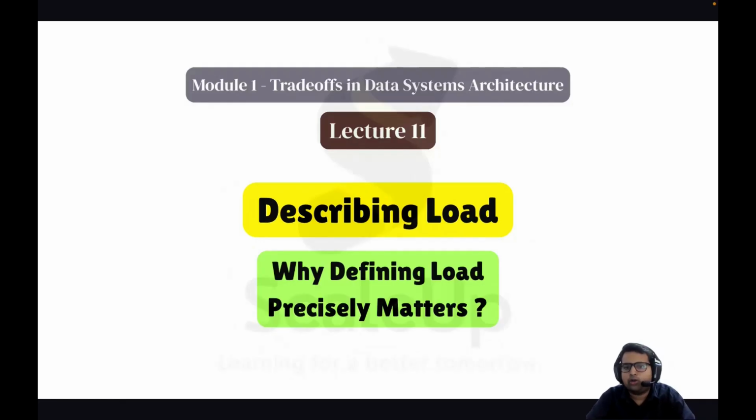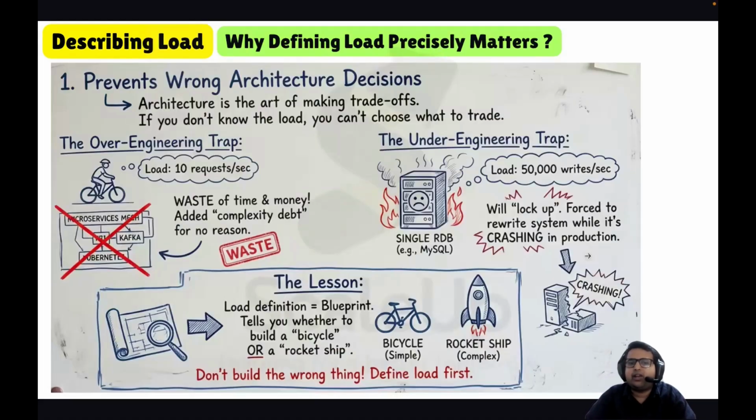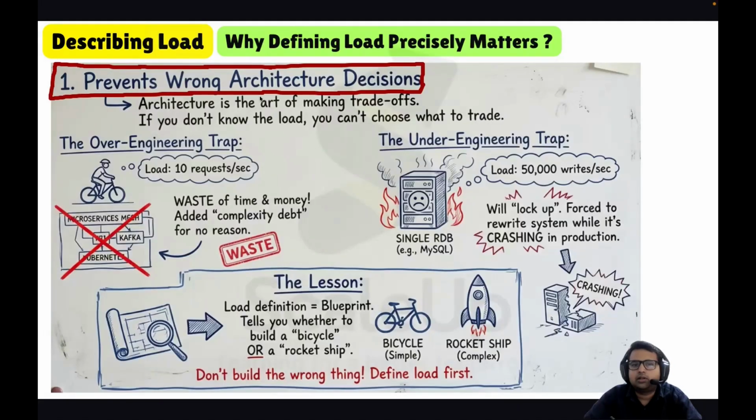Why defining load precisely matters. Now we will discuss why we should define the load precisely. If we define the load precisely, it prevents wrong architecture decisions. Architecture is the art of making trade-offs, because in systems we know that we have resource constraints.